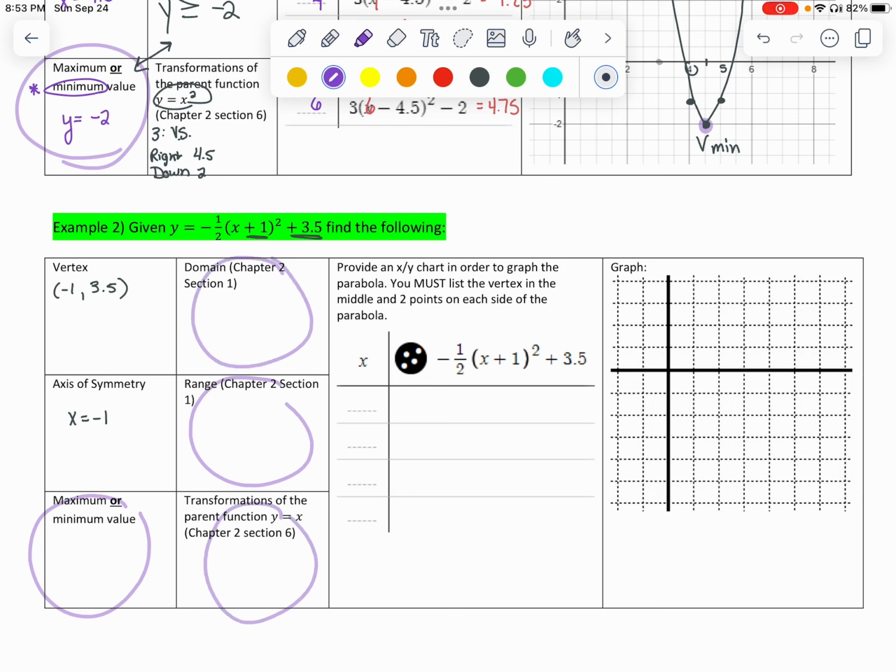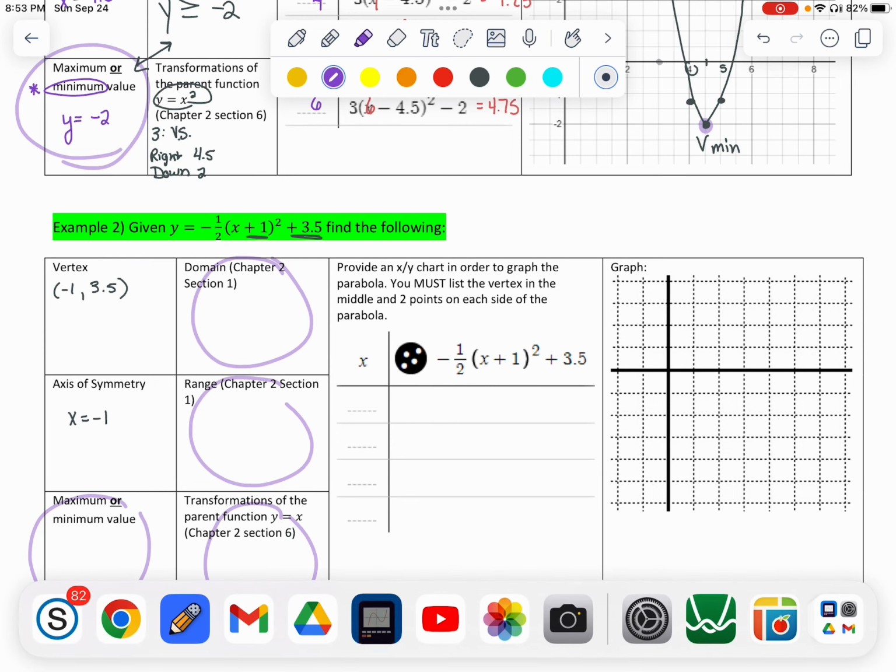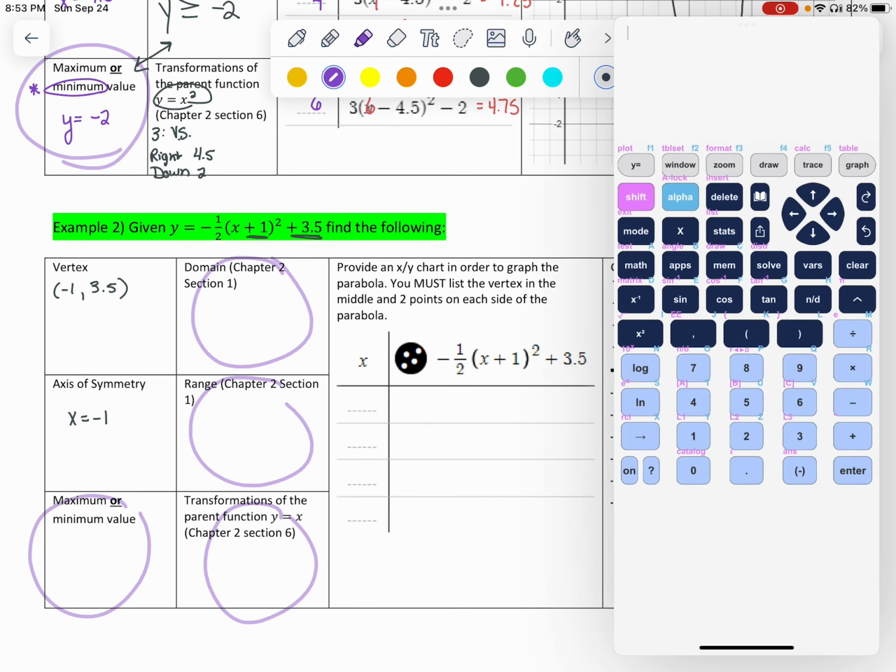I'm going to save that for the graph. But I am going to go ahead and show you how to do this. I already showed you how to do it once by hand on the calculator. You can plug in x's. However, before we begin, remember what goes in the middle? Hopefully you remember that the vertex goes in the middle. So my vertex was -1 and 3.5.